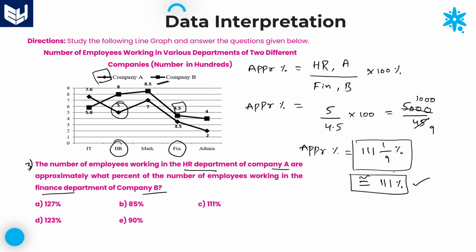The meaning of this question is, the number of employees working in the HR department of company A, this particular value, is approximately 111 percentage of the number of employees working in the finance department of company B. That is the meaning of that question. Okay. Now look at the options. 111 percentage is there in option C. Therefore, option C is the right answer for this question. Option C.